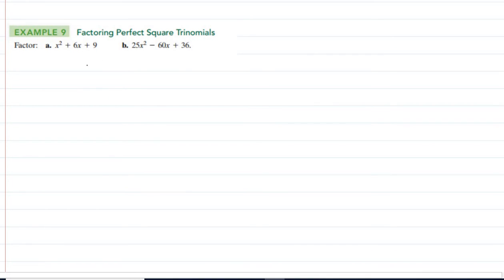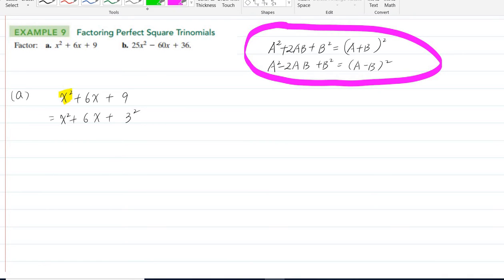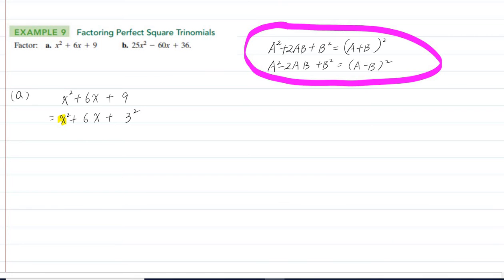Example 9, factoring perfect square trinomials. Before we start factoring, hopefully you can remember these formulas. You need to remember those. Okay, let's take a look. For part A, you can rewrite this as x squared plus 6x plus 3 squared. When you look right here, hopefully you realize your a is just x, and then b is just 3.